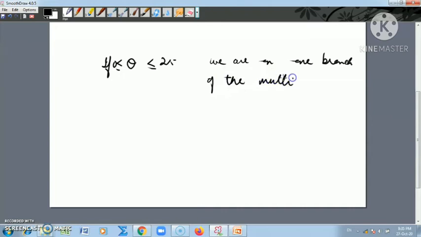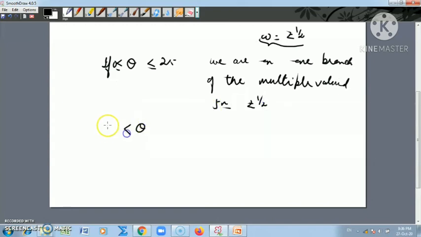multiple valued function. We had already seen that w is equal to z to the power half was a multiple valued function having 2 values. So it had 2 branches. So now we can say that we are on one branch of the multiple valued function z to the power half, and when theta goes from twice pi to 4 pi, actually this should be like this.